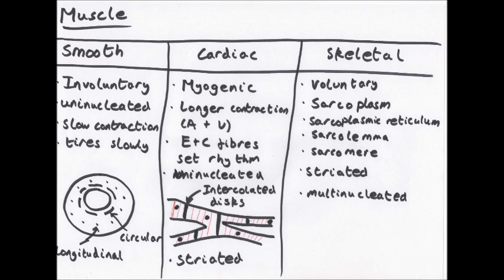Sarcoplasm is basically cytoplasm. A lot of these just happen to be the skeletal muscle version of the word it sounds like. So in this case, the sarcoplasm is muscle cell cytoplasm. There's the sarcoplasmic reticulum, which is the muscle form of endoplasmic reticulum. There's a sarcolemma, and this is the cell surface membrane of a muscle. And then there's the sarcomere, which is the smallest contractile unit of a muscle. The sarcomere we'll look at in a lot more detail on the next page, because on the next page I've got the structure of the skeletal muscle.